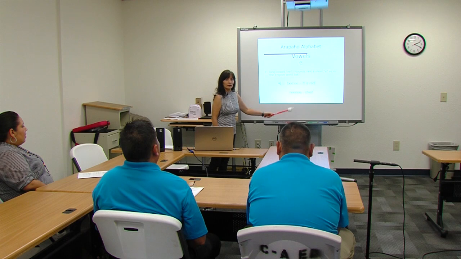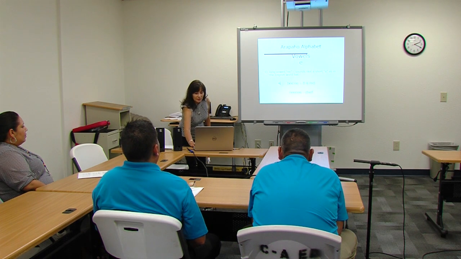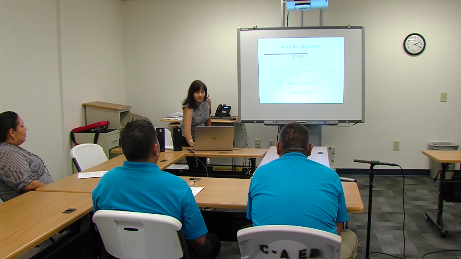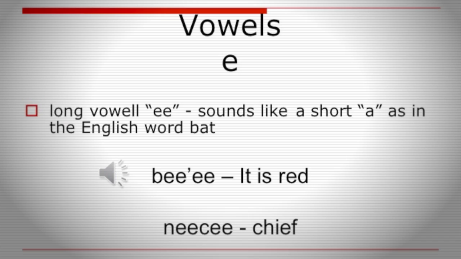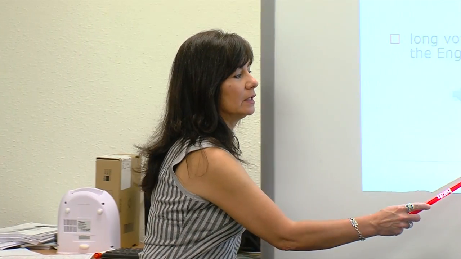Okay. Ba-ah. Let's listen to that. Ba-ah. Ba-ah. Okay, two E's together, short A sound. We don't have an A in the alphabet, but we do have the short A sound and the long A sound.